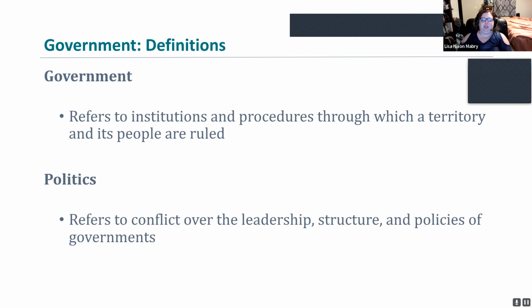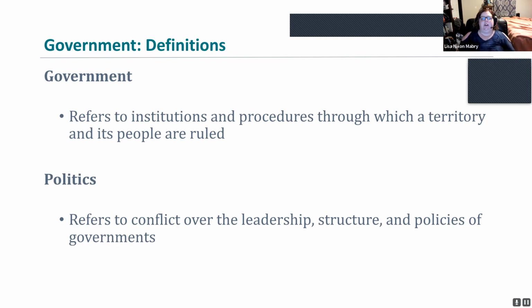So politics refers to the leadership, structure, and policies of governments, and basically how, like, who should be in charge, what direction the government should be going, that sort of thing. That's the political aspect of it. What values do we want to focus on as a society, and different political parties focus on different things that they think are important.